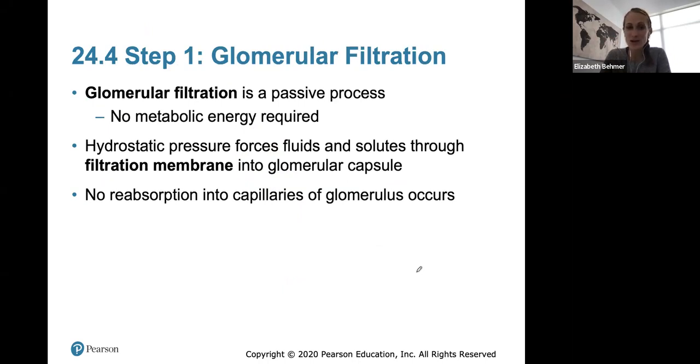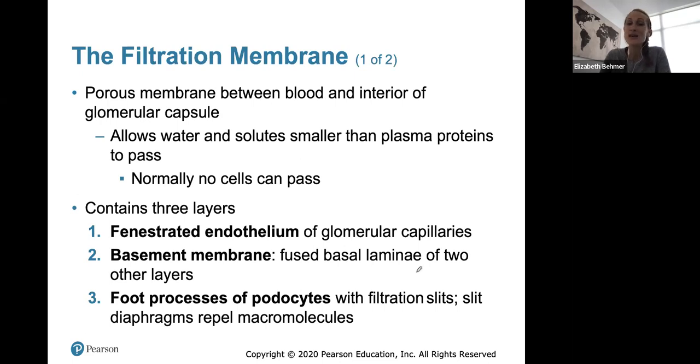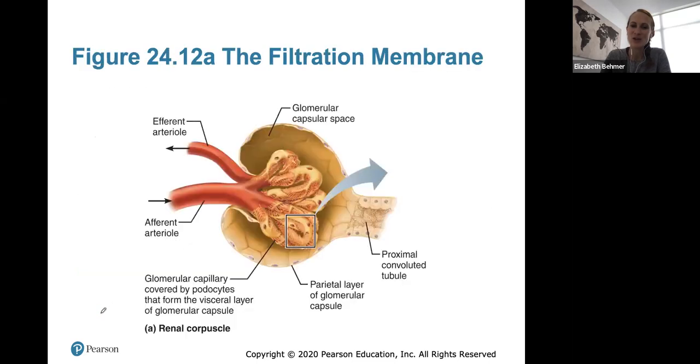No energy is required. That's because we have lots of pressure, called hydrostatic pressure, and other different pressures that force fluids and solutes through the filtration membrane into the glomerular capsule. The filtration membrane itself is made up of 3 layers, and I'm just going to show you a picture of this. So here is blood coming into the glomerulus at extremely high pressures. That high pressure forces the filtrate out of the blood and into the capsular space, where it's caught as filtrate and then travels through the tubular system.